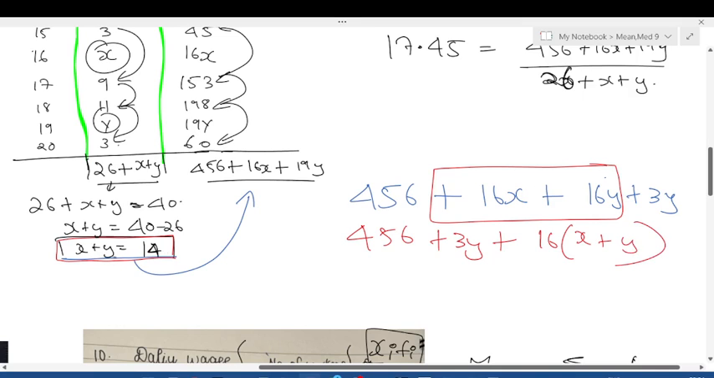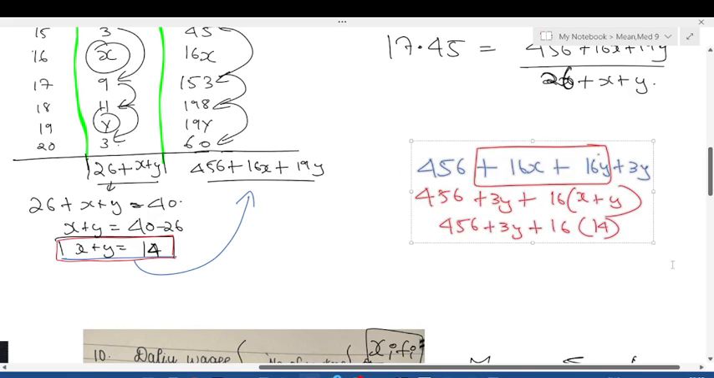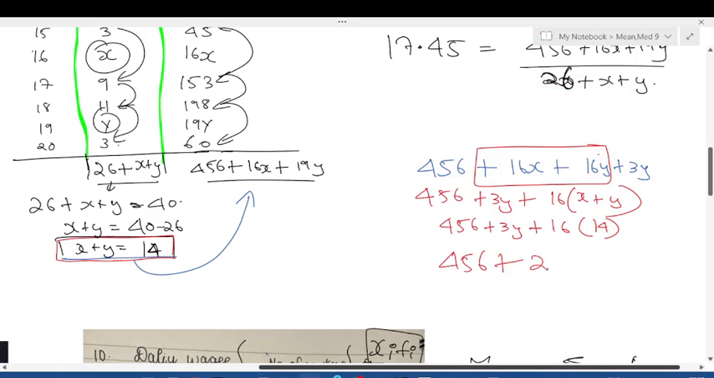Now can you see, can we substitute this? Can you all respond? Can we substitute? Then what do we get? 456 plus 3y plus 16 into 14. Don't write when I'm teaching, students. Don't take notes. It's not like your theory subject. First concentrate. 456 plus how much is 16 into 14? Let me do the calculation. 16 into 14, 224.